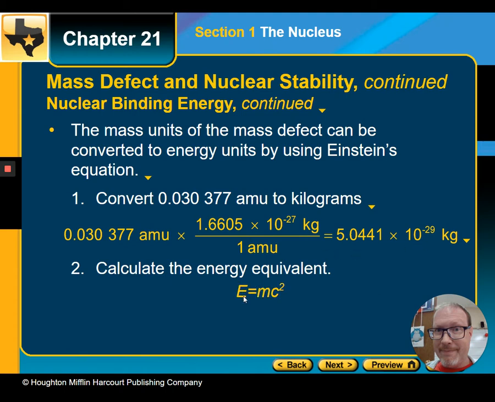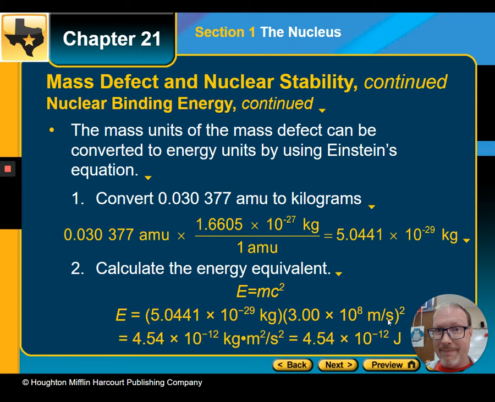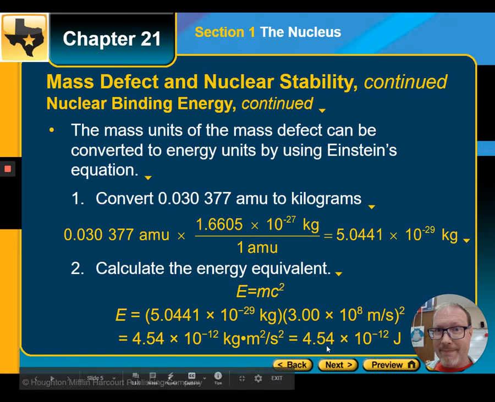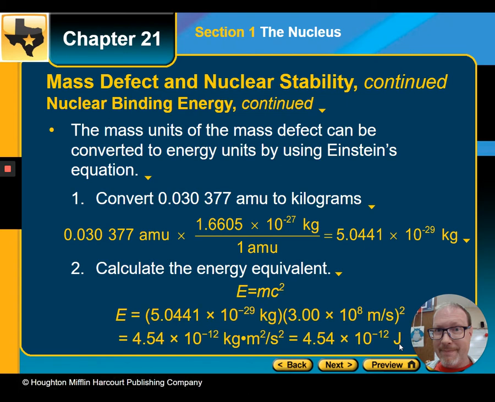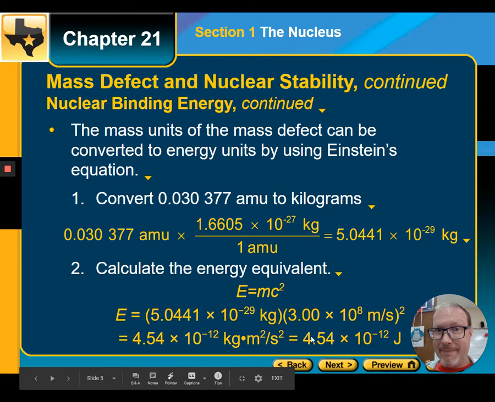But then whenever I run it through E equals mc squared, I'm going to multiply that mass in kilograms times 3 times 10 to the 8th meters per second, squared. And I end up with 4.54 times 10 to the negative 12th joules. Now, you remember joules as being a unit of energy. We talked about it when we talked about thermochemistry. That doesn't sound like an awful lot, but keep in mind that atoms are very, very tiny.